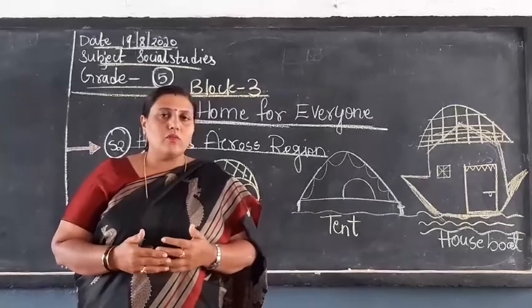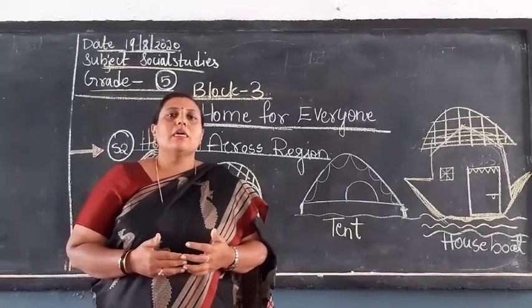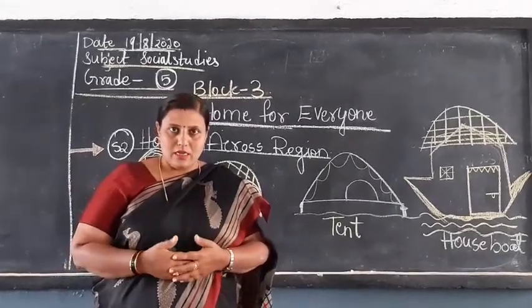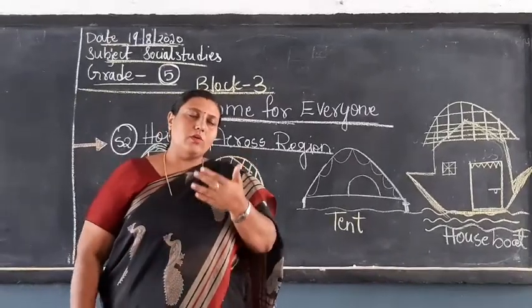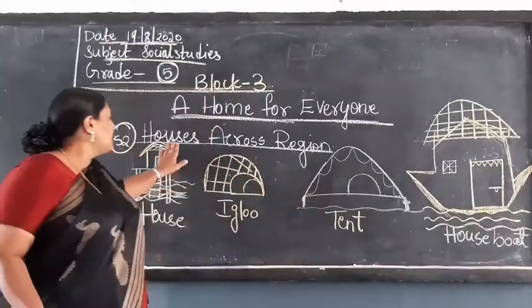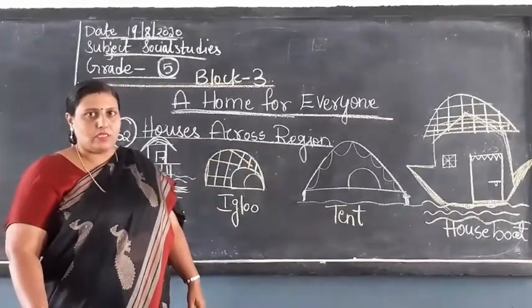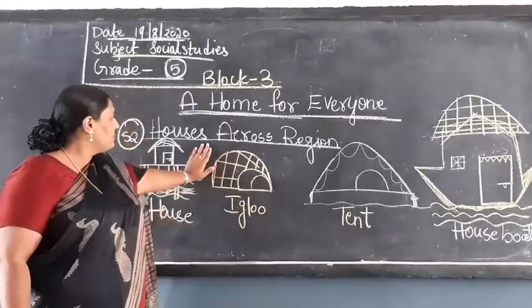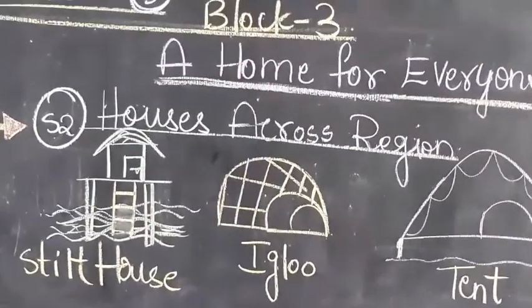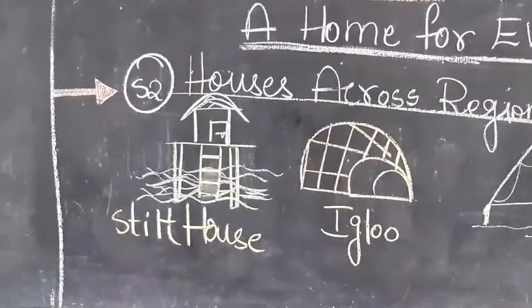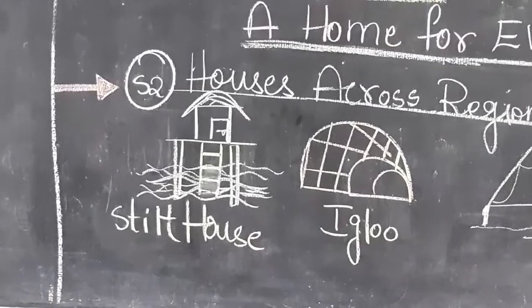What materials we use depends on where we are living. This I have told you in S1, children. Now see, in this S2, Houses Across Regions, I will show you different types of houses. Children, now look here. The first one is the stilt house. How is this stilt house used?